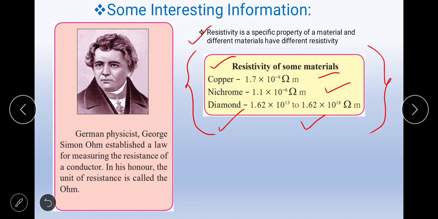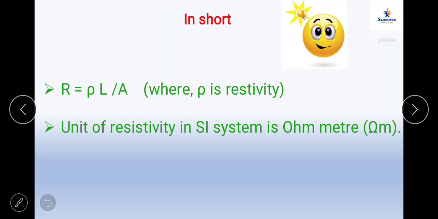And the unit of resistance, which is ohm, is in honor of the German physicist Georg Simon Ohm, who established a law for measuring the resistance of a conductor. In honor of him, the unit of resistance is called the ohm. This is just for your information. Otherwise, you have to remember this thing only.